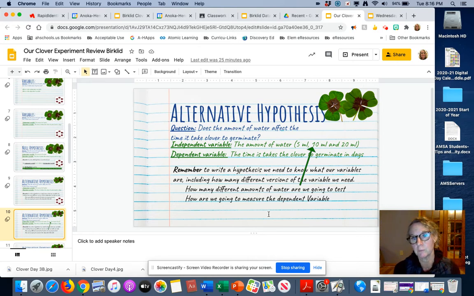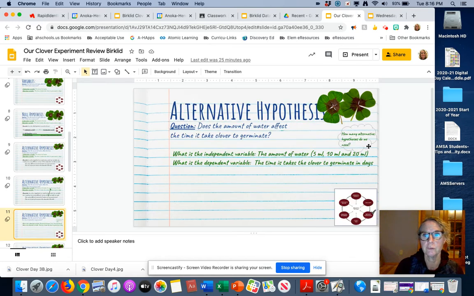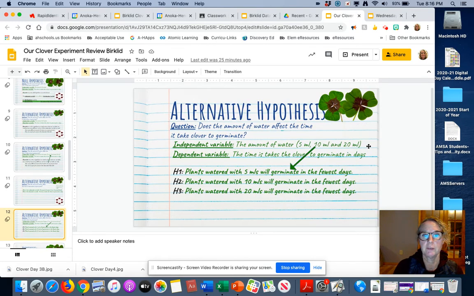So for our experiment, we watered our clovers with 5 milliliters and 10 milliliters and 20 milliliters of water. That tells us, because there are 3 different amounts here, 1, 2, 3, that we're going to need to write 3 different alternative hypotheses, one for each of the different amounts of water. We already talked about that, we need 3. We're going to take those and write them down.